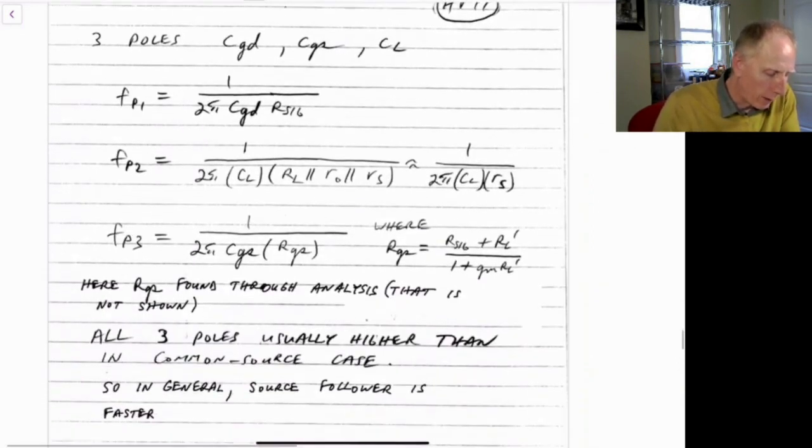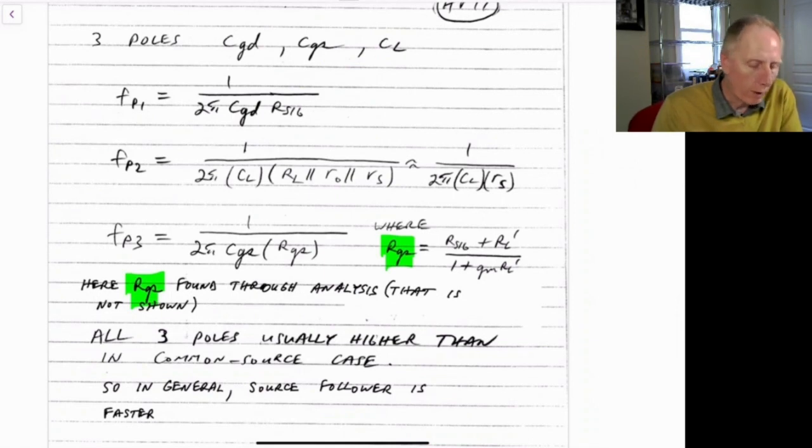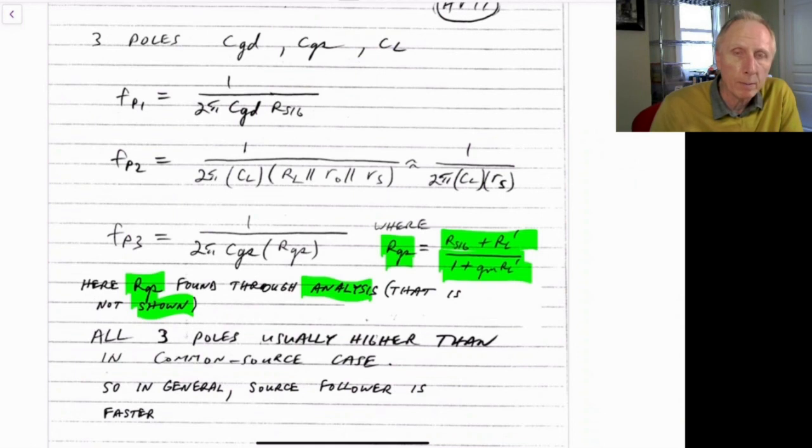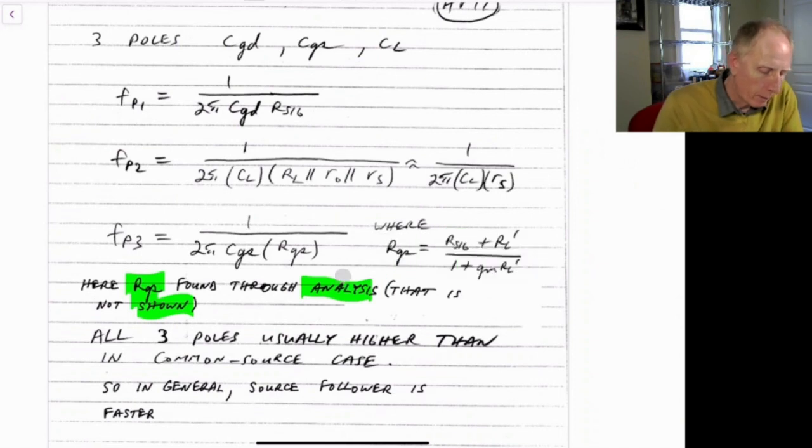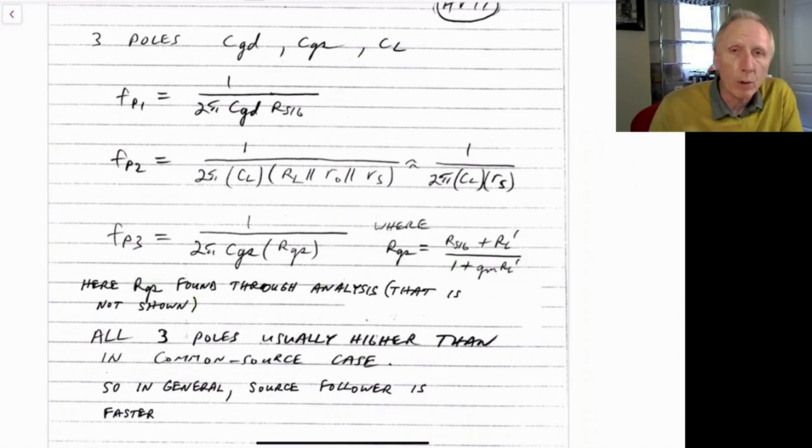As I mentioned, what we can do is just find R sub GS. R sub GS is the impedance seen across CGS just through analysis. I'm not going to show the analysis here, but if you do the analysis, you'll find that this ends up being the impedance seen across for that. You just have to do nodal analysis in this particular case. This would normally be in a table lookup because it's not something you would want to do every time that you have a circuit.